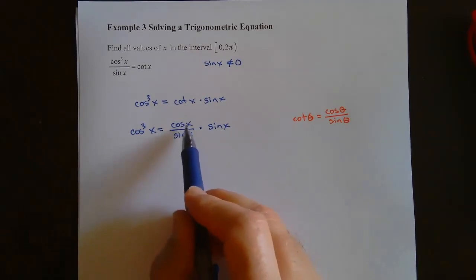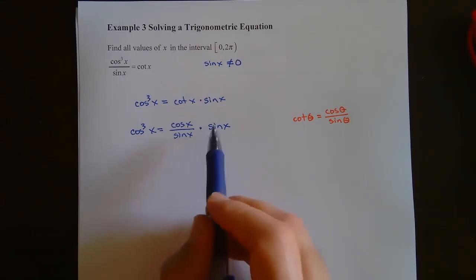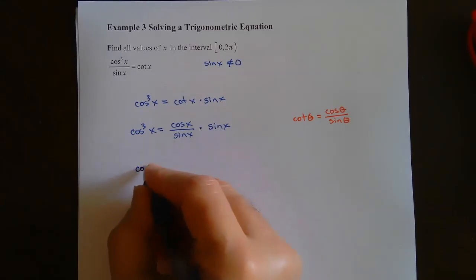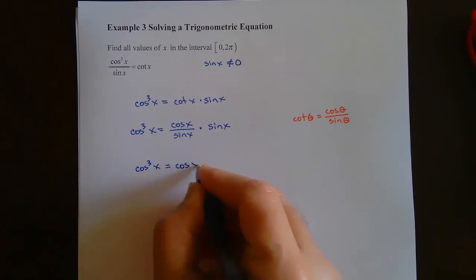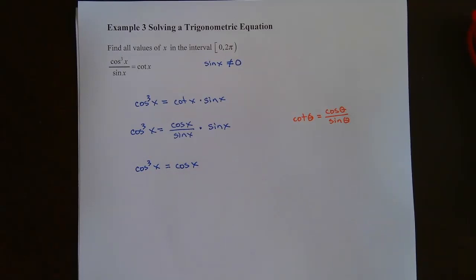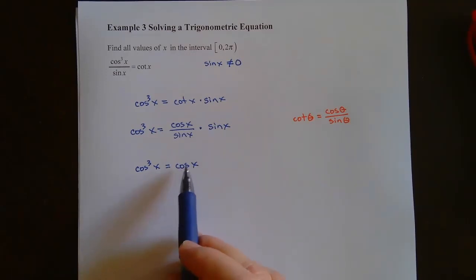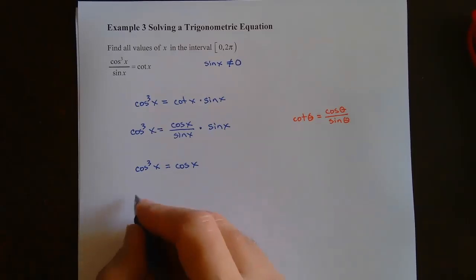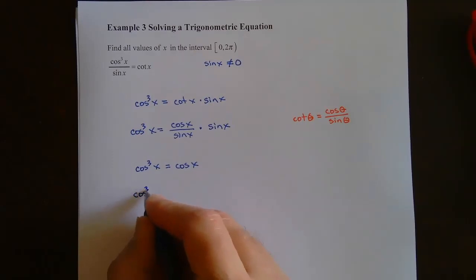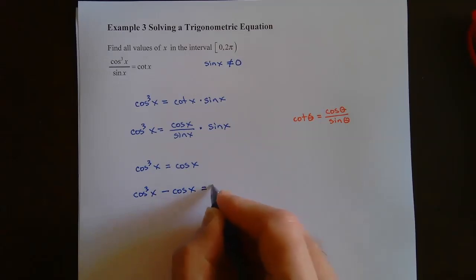Now what happens here? I'm multiplying, have cosine x over sine x times sine x. My sine x's are going to cancel. And then I'm left with cosine cubed x is equal to cosine of x. Okay? Now, what can we do next? Well, I notice, okay, I have cosine x's on both sides. I'm going to move them all on one side, and that's going to allow me to factor it out, okay? So this is going to be cosine cubed x minus cosine x is equal to 0, okay?